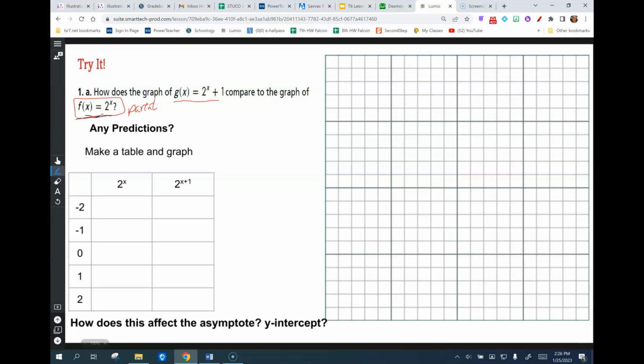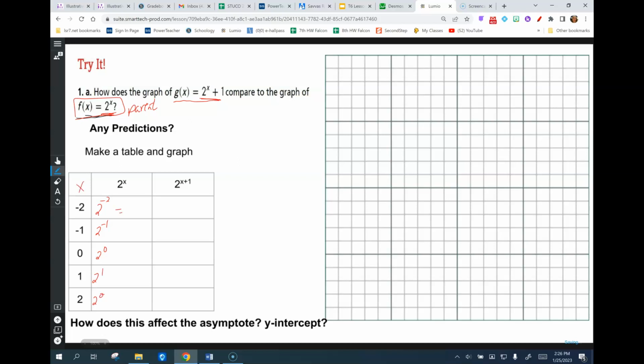So look at this. Some of you probably already have an idea of what's going to happen, don't you? If we were in the room, we'd talk about that right now, but I'm not going to do a prediction because we're not in the room. So we're just going to go and plug this in. We've done this before. We're going to take 2 to the negative 2, 2 to the negative 1. And we're going to do it all right here, and then we're going to graph.